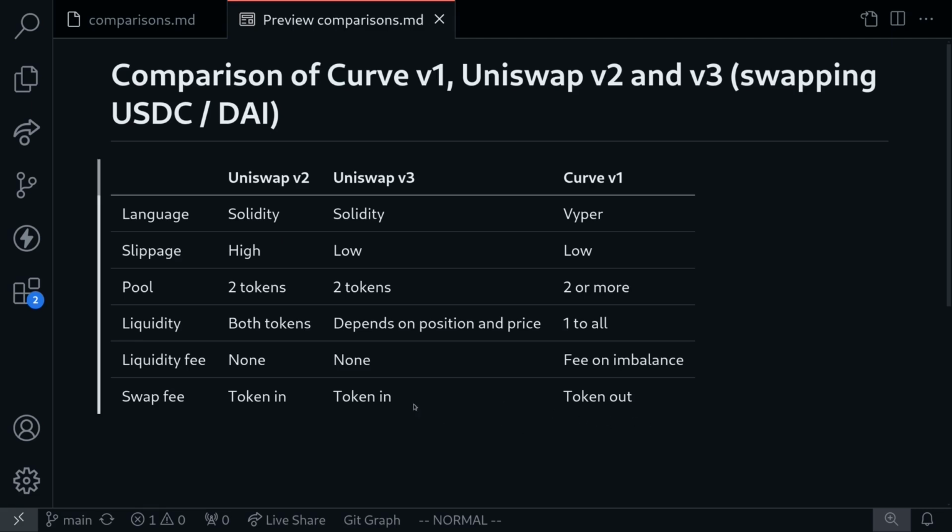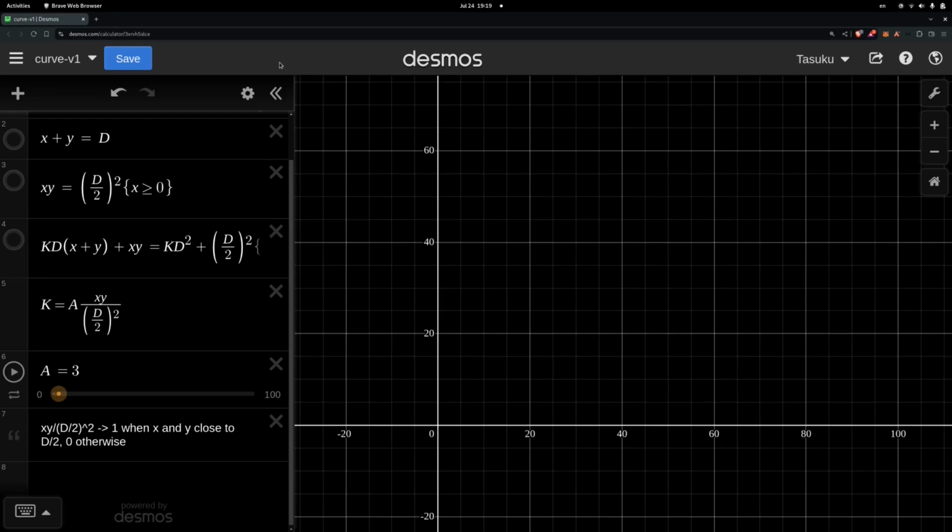Okay, so these are some differences between Curve V1, Uniswap V2, and Uniswap V3. In Uniswap V2, the curve of the AMM, the constant product curve, is given by x times y equals k. Here in this example, instead of using k, we'll use (d/2)^2.